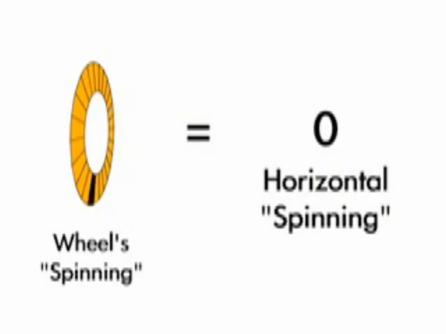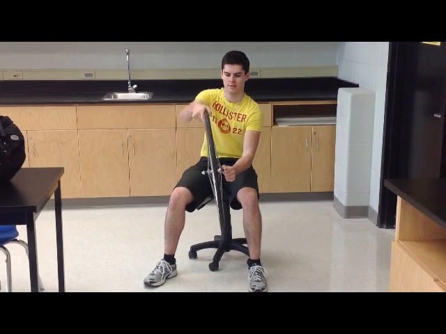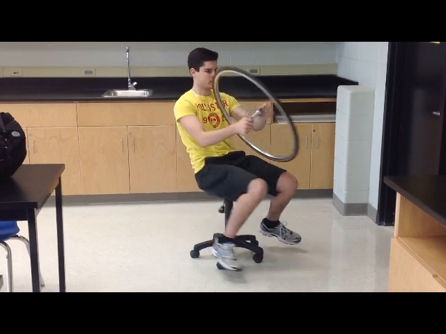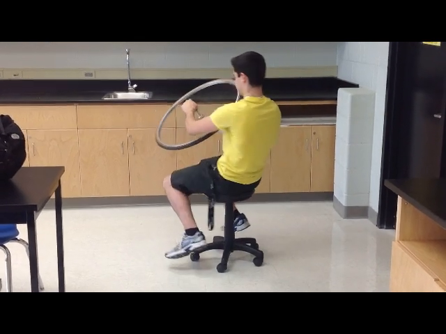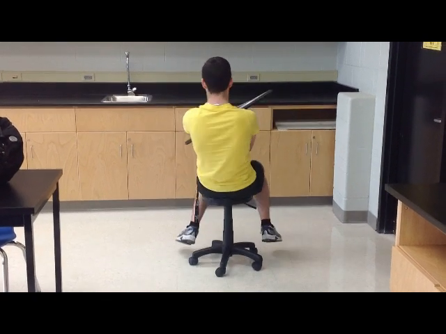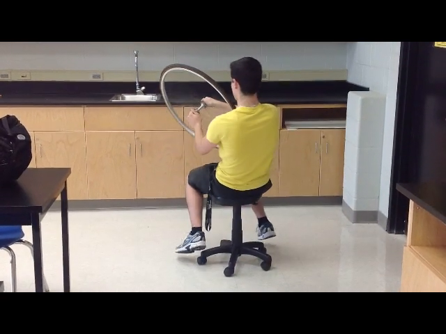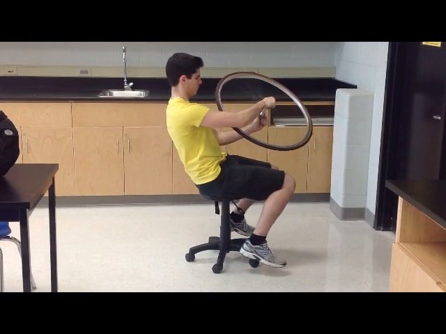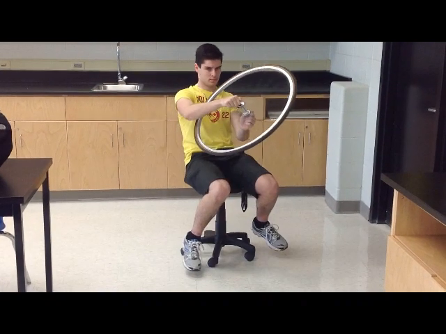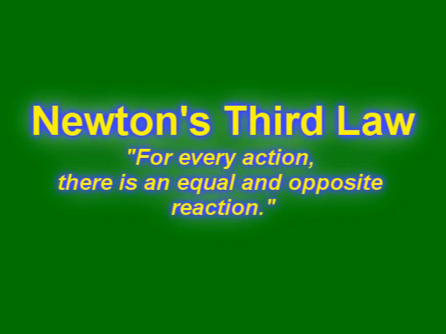net effect is zero. That means that if the wheel is spinning one way, the person and stool will be turning the opposite way. And if the wheel is flipped, causing the wheel to spin the other direction, that will cause the person to also change direction and spin the other way. To change the direction, the person must exert a twisting force called a torque on the wheel. The wheel will then exert an equal and opposite torque on the person, which is Newton's third law. For every action, there is an equal and opposite reaction.